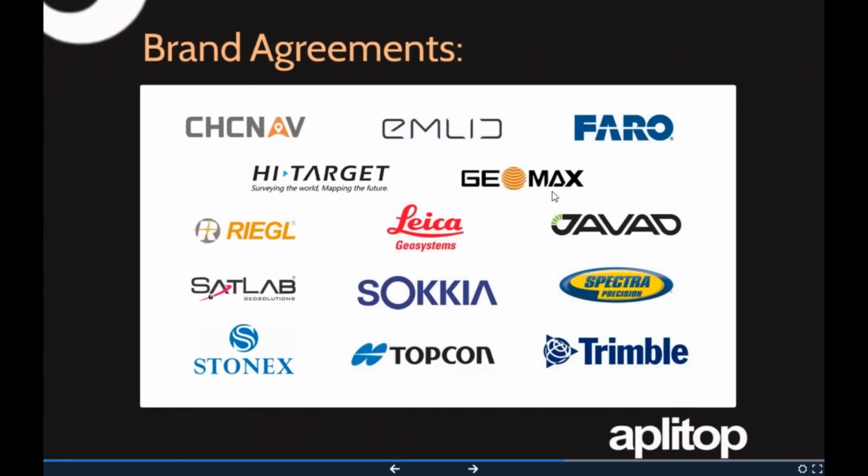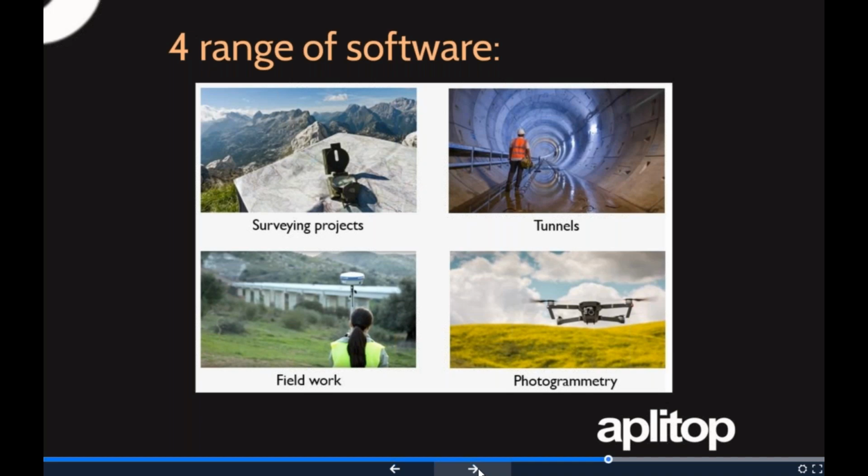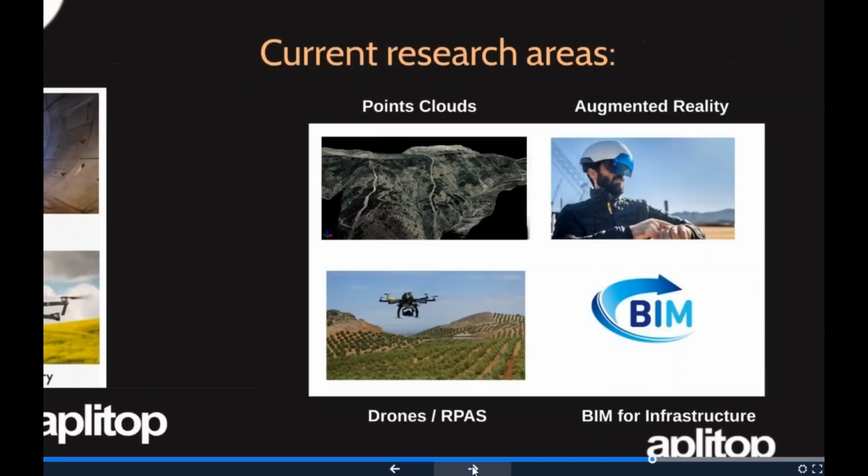We have brand agreements. These companies let us have their latest instruments in order to make our software compatible with them, and able to use their own formats directly, instead of passing, for example, through LandXML or another generic format. AppliTap has four families of software: surveying projects, which we will see today, with one module specifically, tunnel projects, field work with your GNSS, mostly on Windows and Android, and photogrammetry.